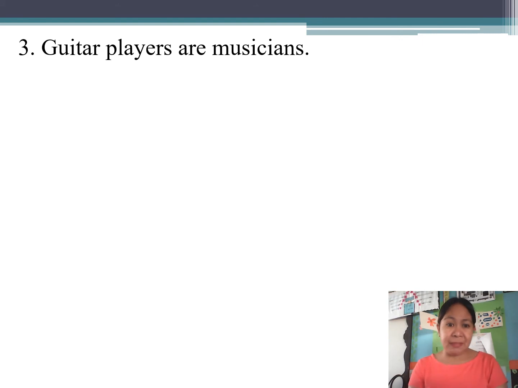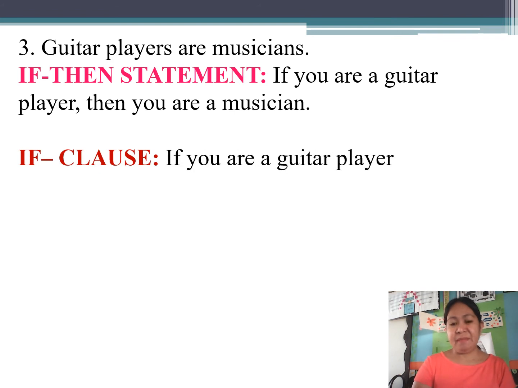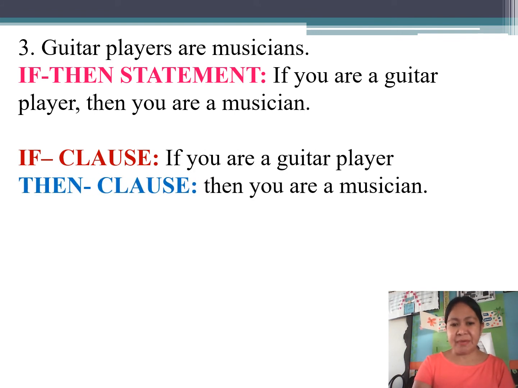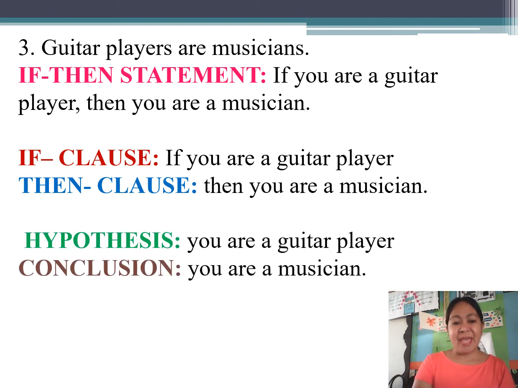Next example is: guitar players are musicians. Let's rewrite this in if-then form. The if-then statement of this given example is: if you are a guitar player, then you are a musician. The if clause: if you are a guitar player. The then clause: then you are a musician. Hypothesis: you are a guitar player. And conclusion: you are a musician.